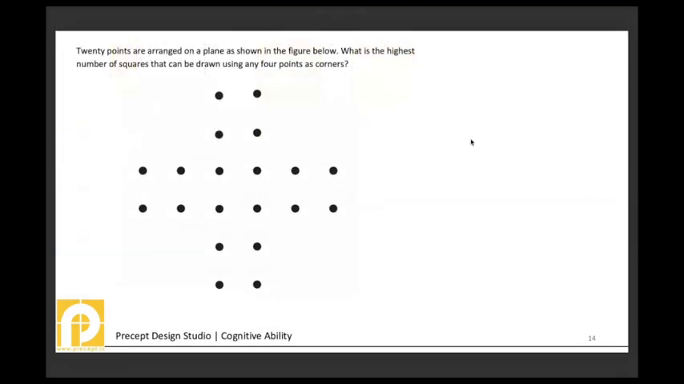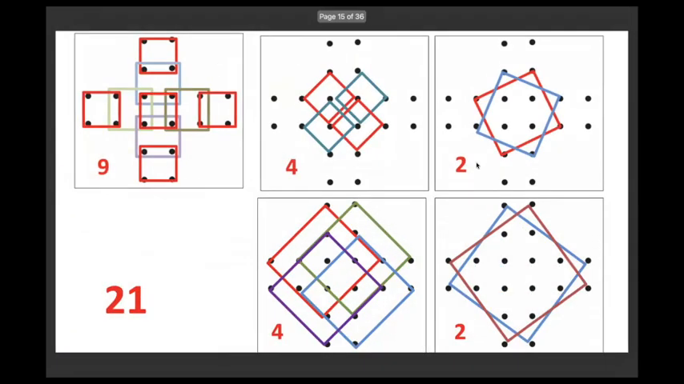20 points are arranged on a plane as shown in the figure. What is the highest number of squares that can be drawn using any 4 points as the corners? The corners of the square have to be points which are given. So here, this is how the number of squares will be formed.